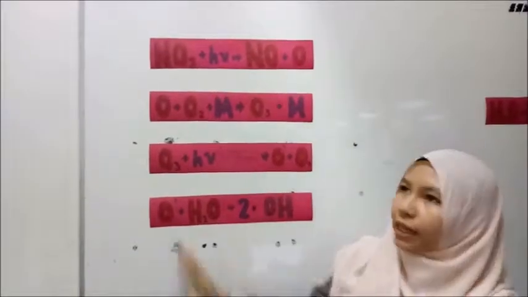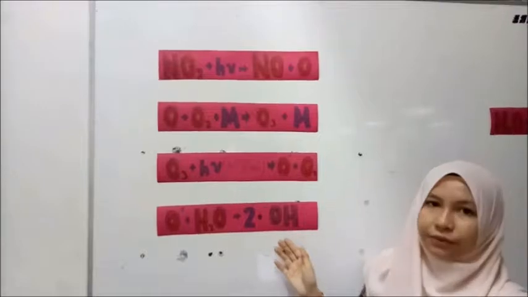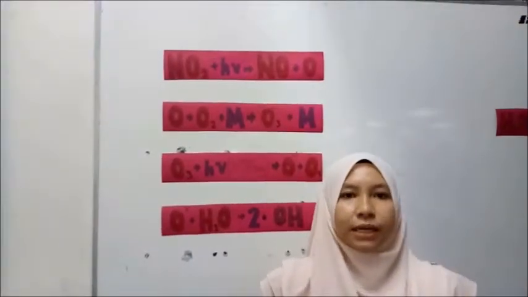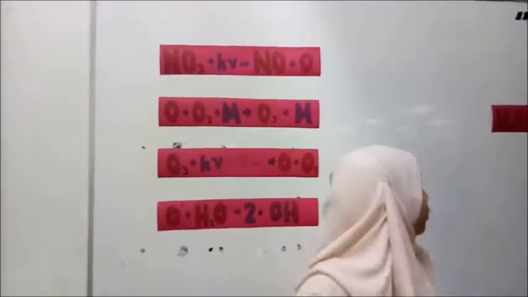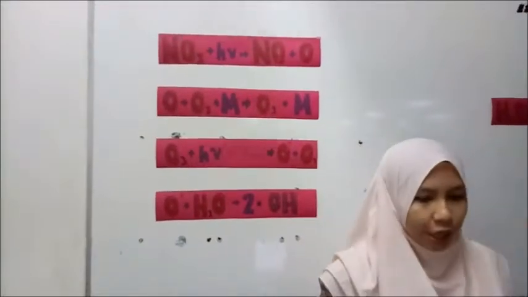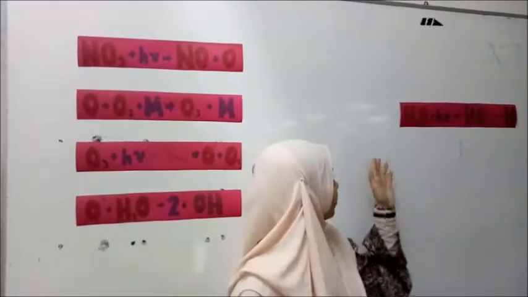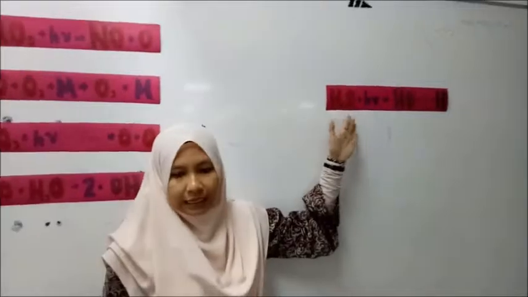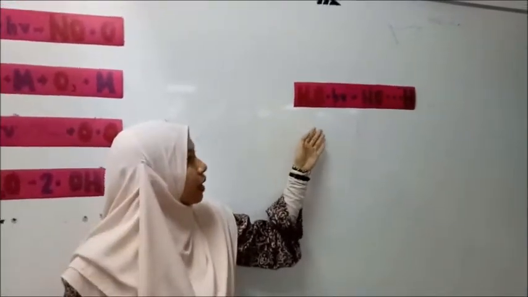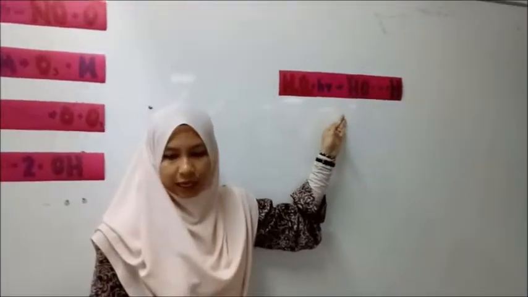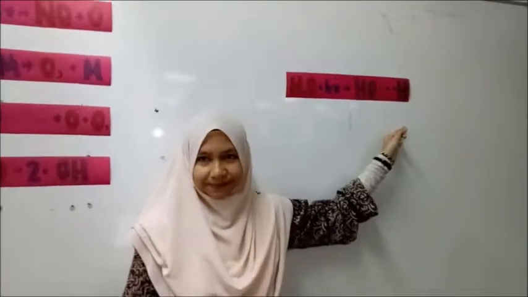So this is one way to produce the hydroxyl radical. And there is one other way to produce radicals in the troposphere region, which is by photolysis of water, where the water will absorb sunlight in the troposphere region and produce a hydroxyl radical and a hydrogen radical.